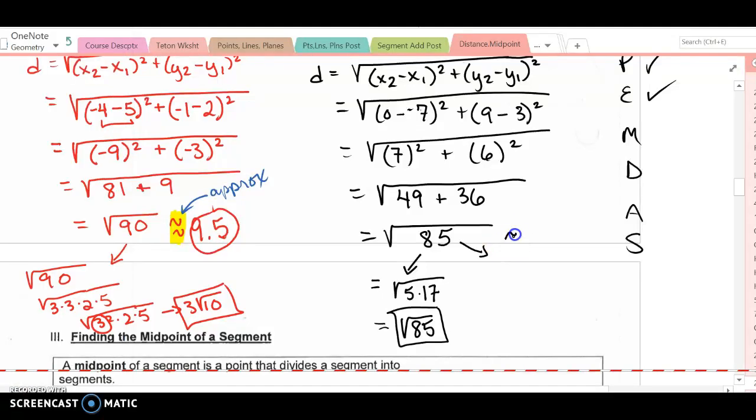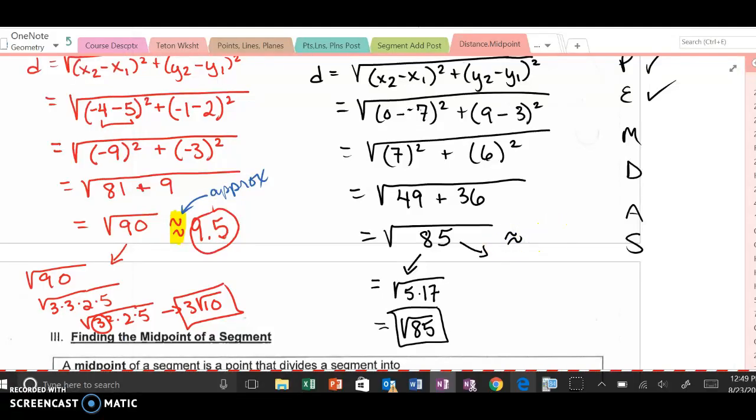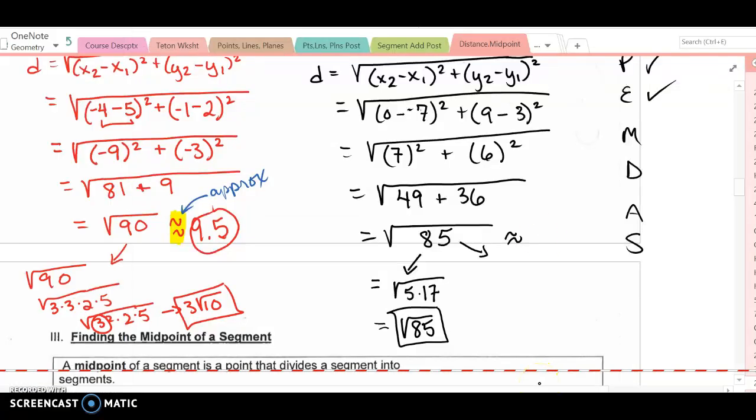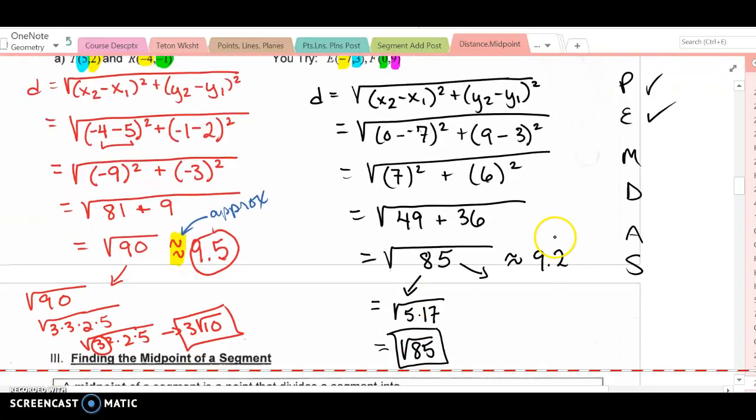And you can write some squiggles again for approximately. It was 9.2. In our instructions, I don't think they specified what to round it to. We'll just go to the nearest tenth, and that will be fine.